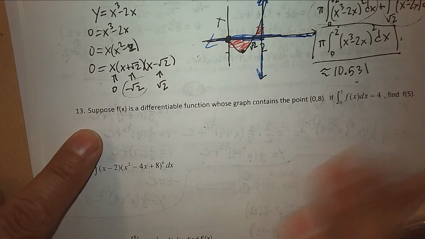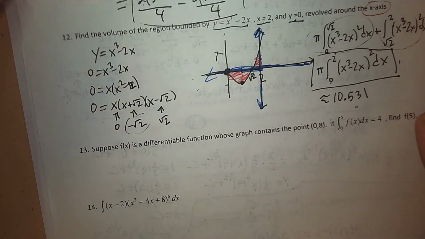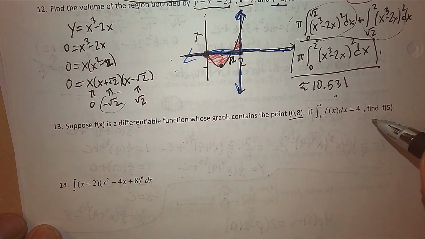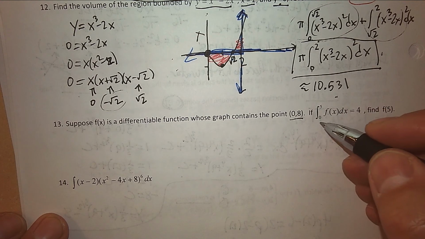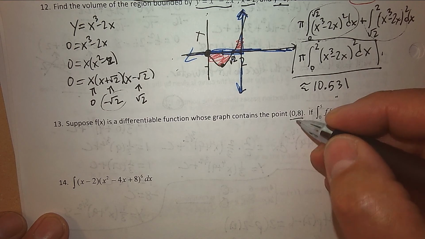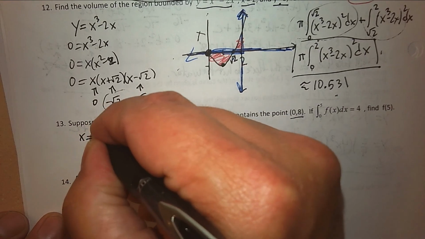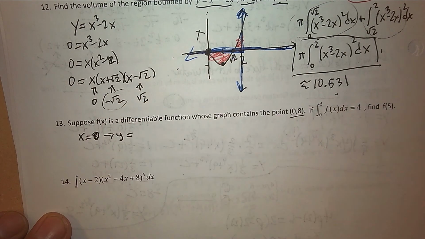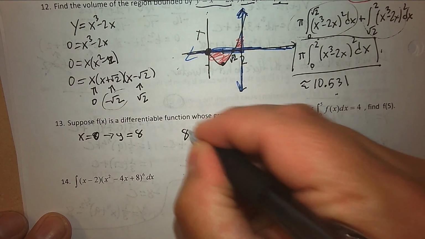13. Suppose f is a differentiable function whose graph contains the point (0, 8), and the integral from 0 to 5 of f at x dx equals 4, and it says find f at 5. So this is a starting value problem again. So what they're saying is when x equals 0, what does y equal? 8. That's your starting value, 8.